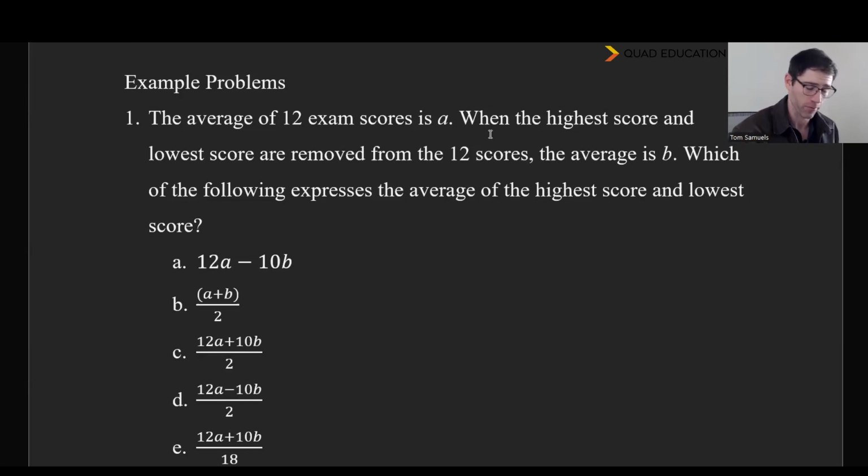There are 2 of these, but they're pretty large text, so we're just going to do one at a time. Try this one out and see what you can do. Okay, lots of letters in this one. So they're telling us the average of 12 exam scores is A. When the highest score and the lowest score are removed from the 12 scores, the new average is B. Which of the following expresses the average of the highest score and the lowest score?